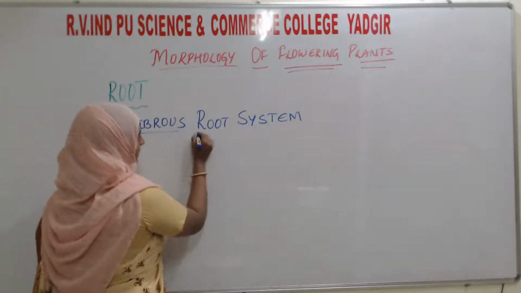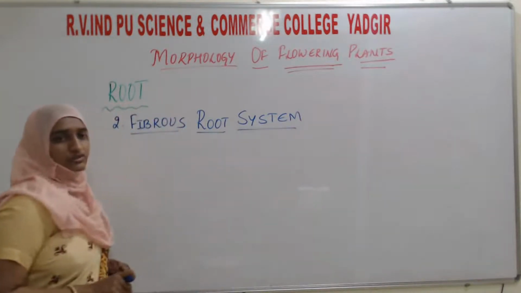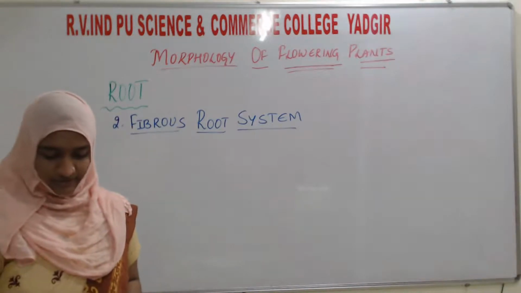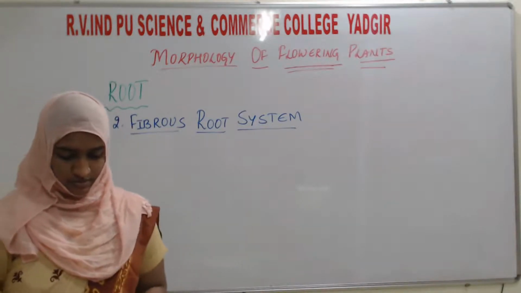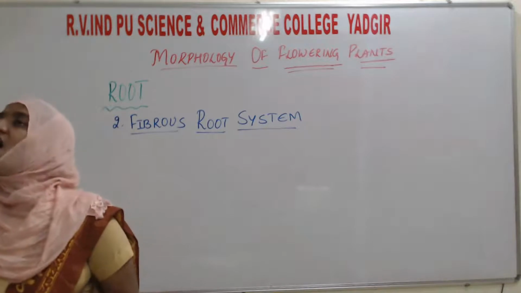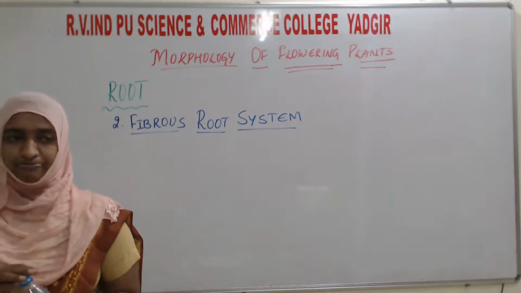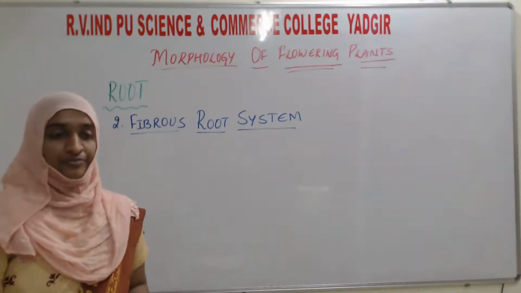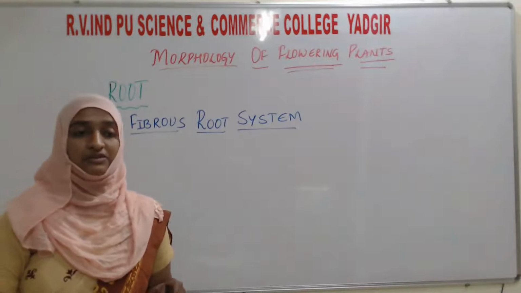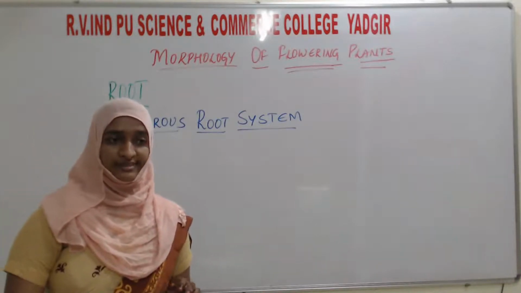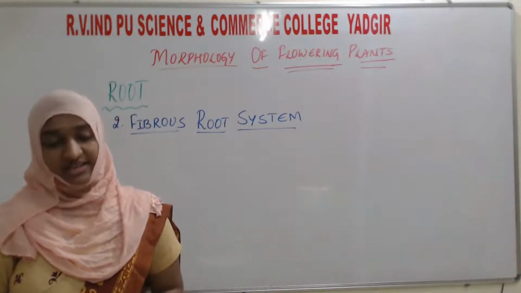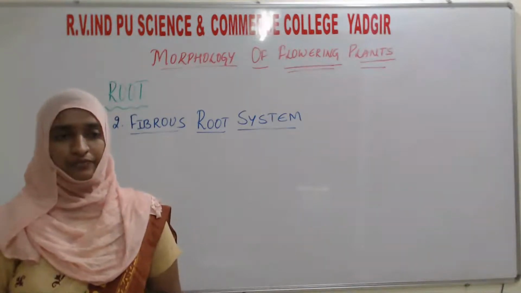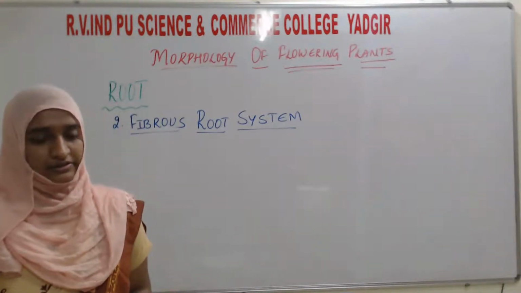What is the second type? That is the fibrous root system. So let's see about this fibrous root system. The first point about this fibrous root system, what it is itself, it is mainly present in the monocotyledonous plants.